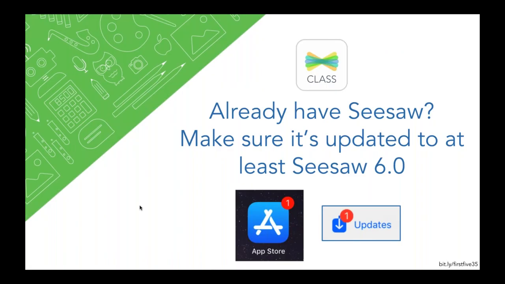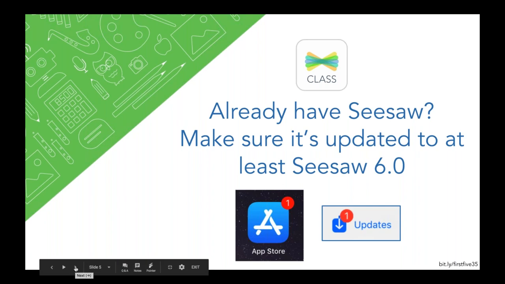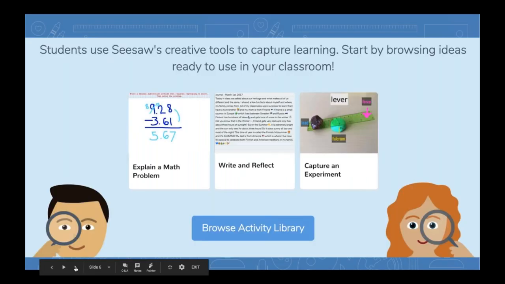One thing I should remind you about before we get too much further today: if you already have Seesaw installed, but maybe you haven't updated the app this summer, go ahead and make sure you're updated. Make sure your Seesaw is at least 6.0. We have worked on Seesaw a lot over the summer, and a lot of new features were released in June. So if you haven't been in Seesaw for a couple of months, please make sure you've updated, or otherwise you're not going to see everything that I'm showing you on the screen today.